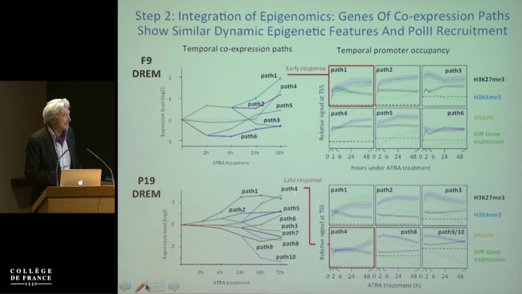So back to this late path 4, for example, there you see that up to 24 hours, basically nothing happens, and then the K27 goes down and the K4 goes up. So this explains why this is a late activated gene path, because this is actually what the epigenetics, you can say, dictates or correlates with.